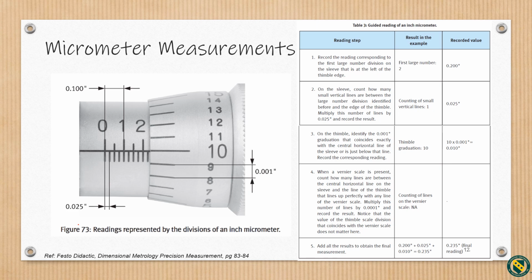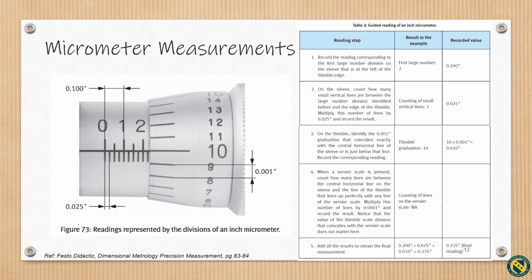First, we record the reading corresponding to the first large number division on the sleeve that's at the left side of the thimble edge. That number is 2 in this case, and the value corresponding to that is 0.200 inches. Next, on the sleeve, we count how many small vertical lines are between the large number division identified before and the edge of the thimble. In this case, that's 1. We multiply that number of lines by 0.025 inch. So 1 times 0.025 inch is 0.025.